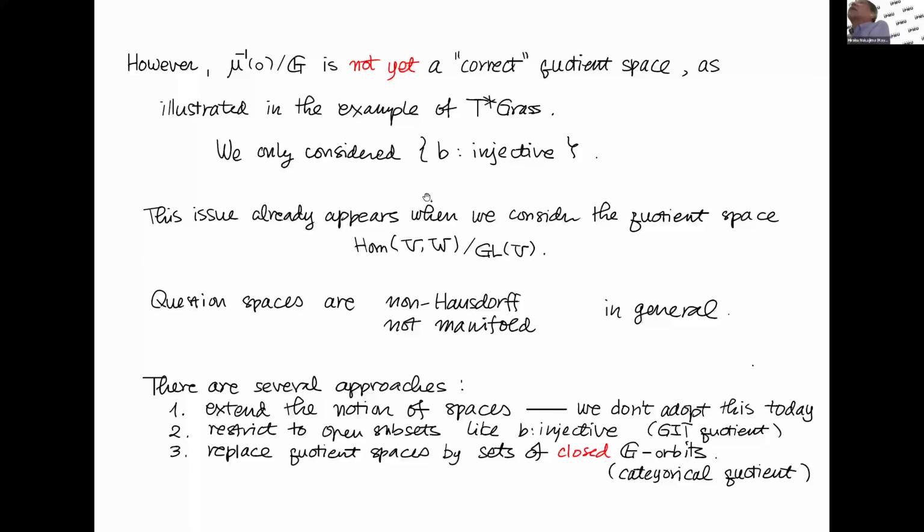So maybe some of you heard about the notion of stacks. So stack is a correct language to discuss those kinds of quotient spaces. But today we don't use this terminology, this notion of stacks. We don't try to extend the notion of spaces. So we just want to deal with the quotient space as usual space. One of the reasons is that we want to consider the topology of the space. And the topology of space is changed if we extend this notion of spaces to stacks.